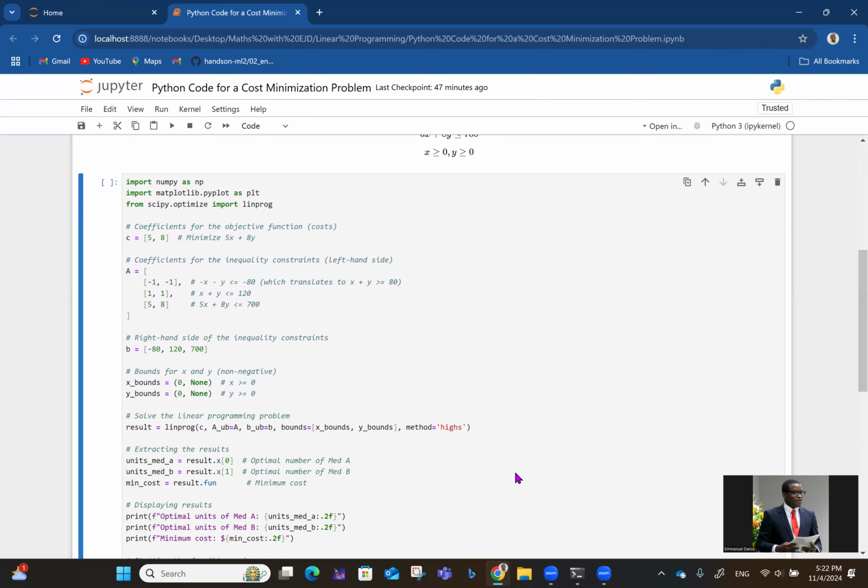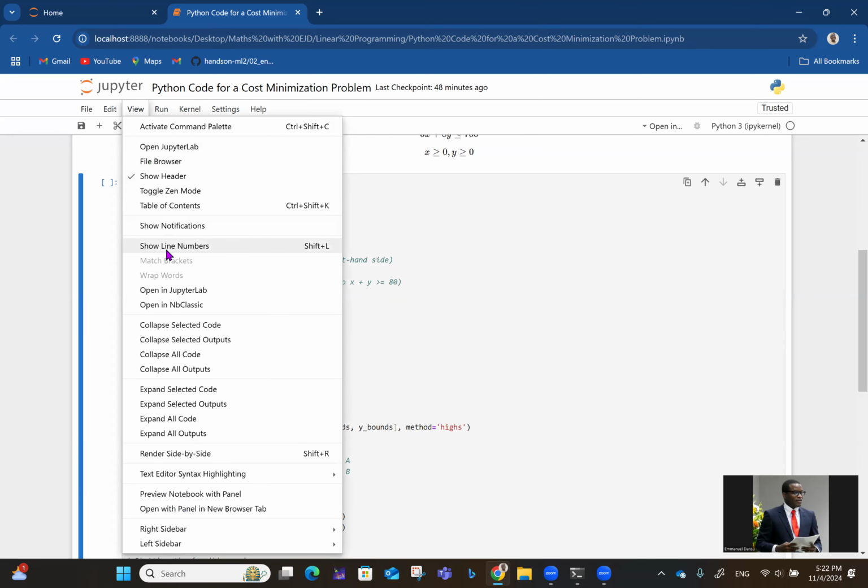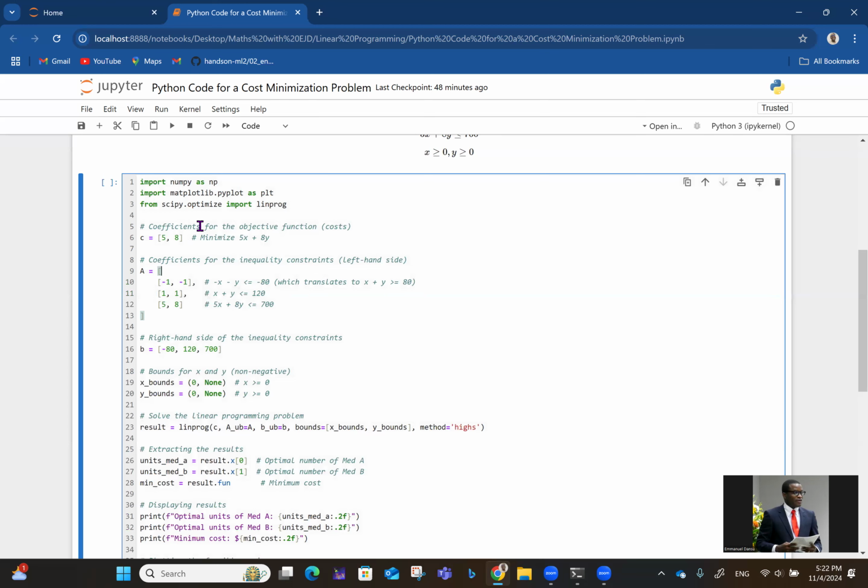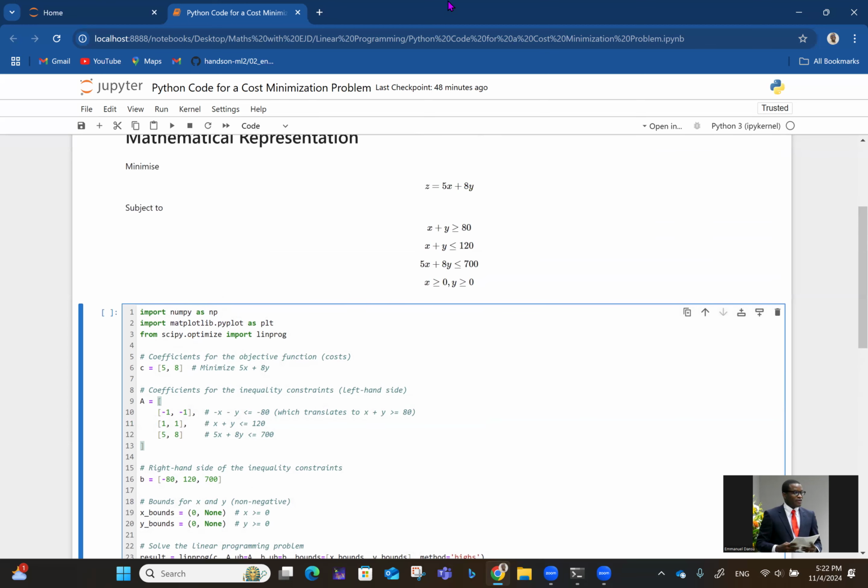Now you'll discover that the linprog function in the scipy optimize library is generally a minimization thing. So whenever you are maximizing, you have to negate it. That's why when you're maximizing, you have to put the negative values. Let me show the line numbers so I can easily refer to them. Good. So here you see that we can lift the 5 and 8 directly because linprog is designed for a minimization problem normally. If you have a maximization problem, you have to negate the values. But here it's just straight 5, 8.